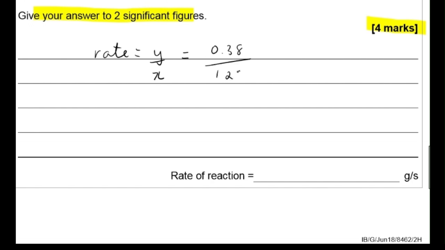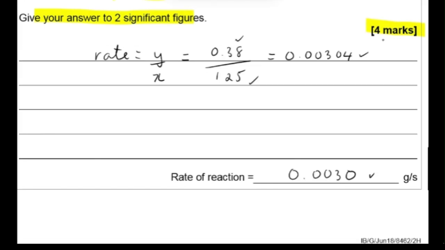That comes out at 0.0034. And if we do that then to 2 significant figures, that works out at 0.0030 grams per second. So we're going to get a mark each for the correct x and y values. Next mark, third mark, is going to be for that division sum, 0.38 divided by 125. And the final mark is the rounded up to two significant figures.